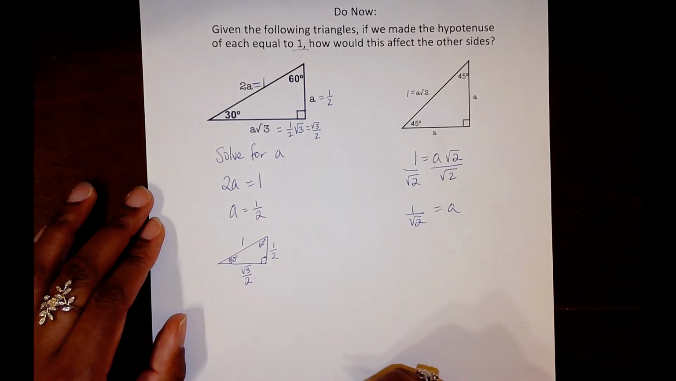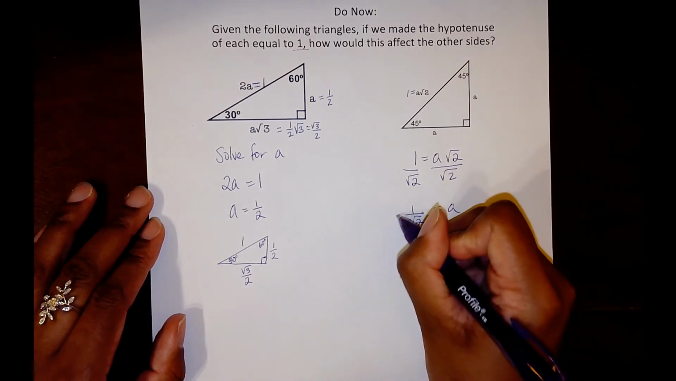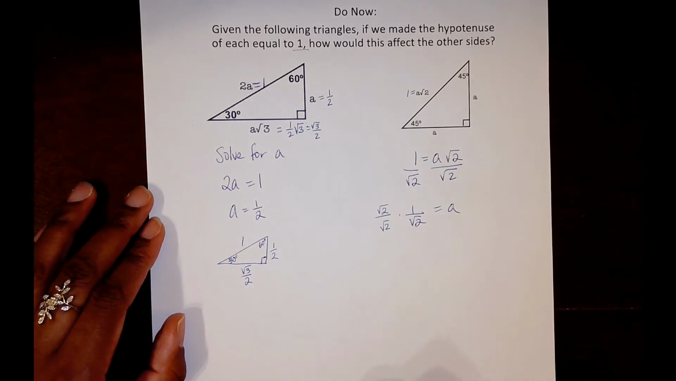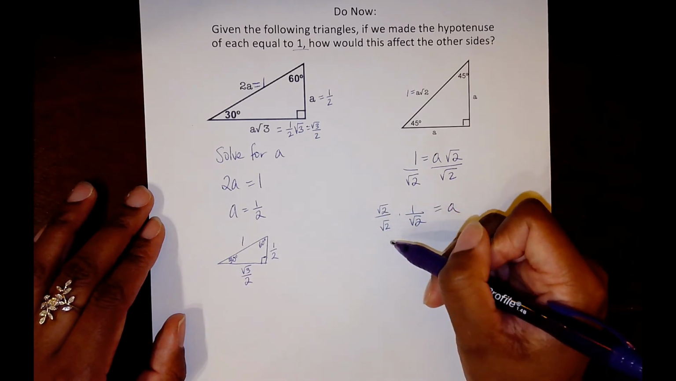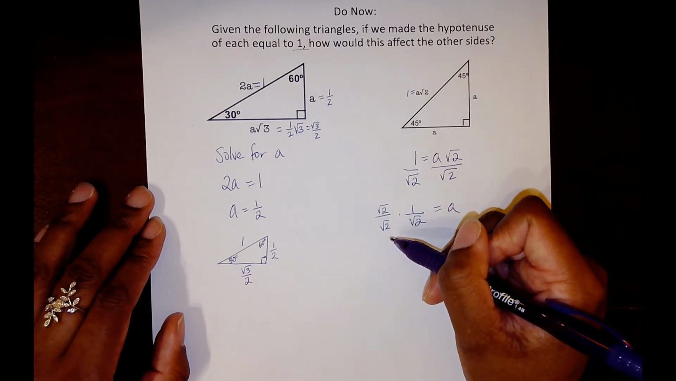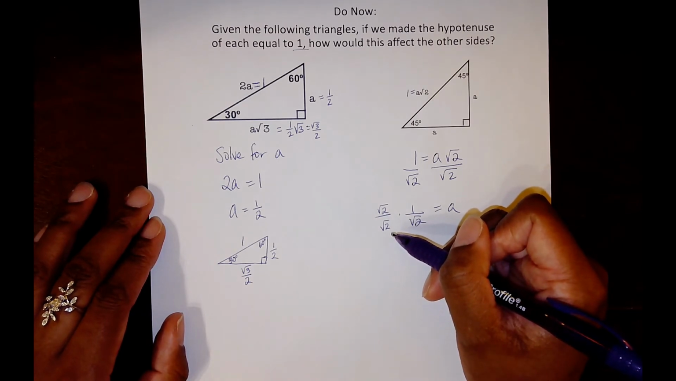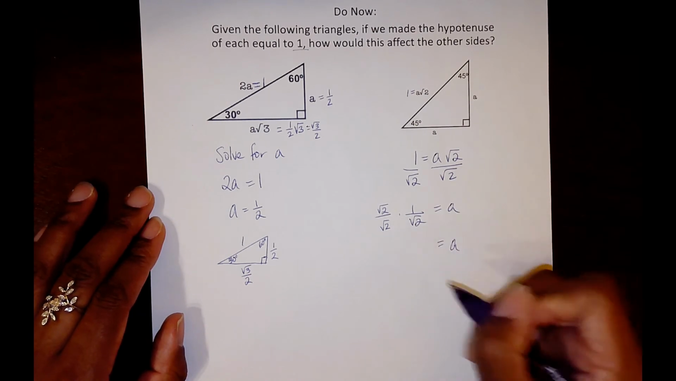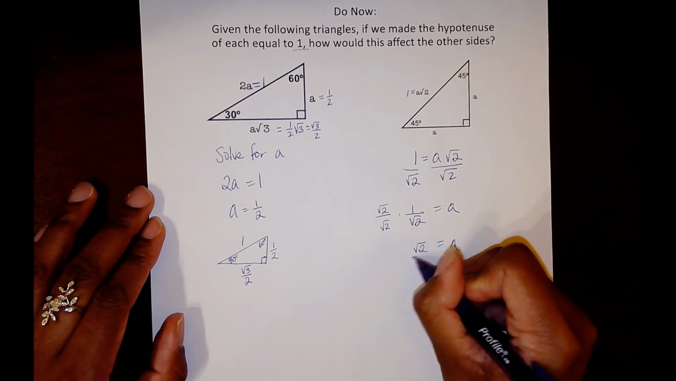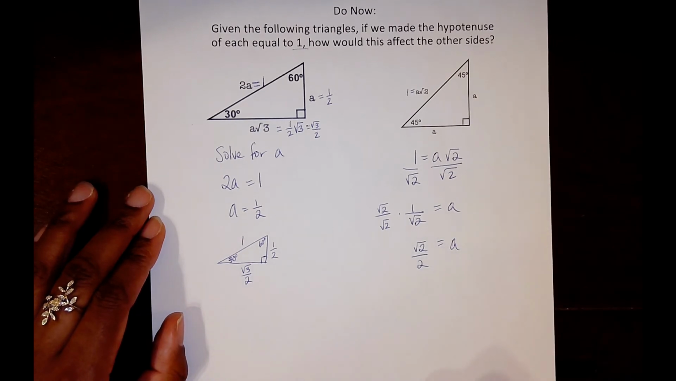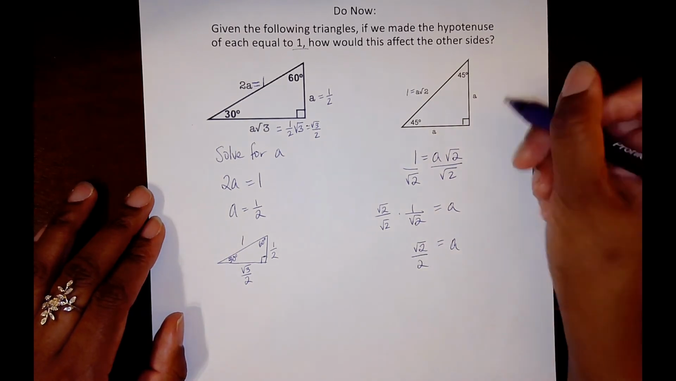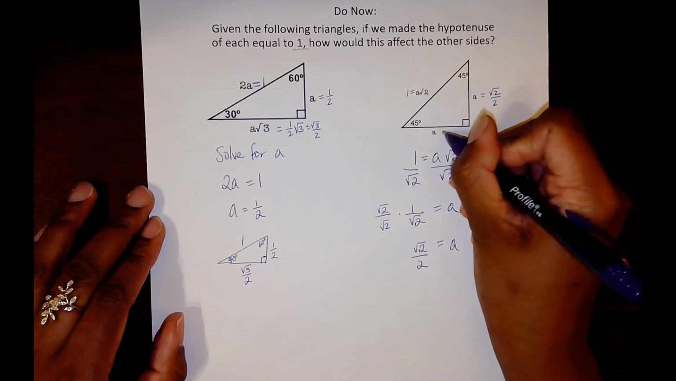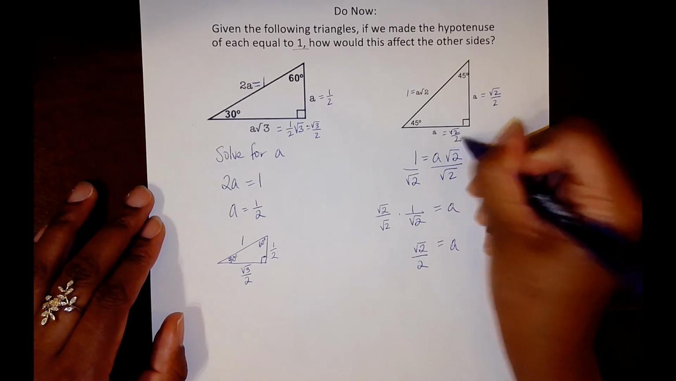However, we like to rationalize our denominators, so I'm going to multiply both the top and the bottom by the square root of 2. Notice that by multiplying by the square root of 2 divided by the square root of 2, I'm simply multiplying by 1 because they simplify to be 1. So this is now the square root of 2 divided by 2. We can now take this information and add it here. The square root of 2 divided by 2 and the square root of 2 divided by 2.